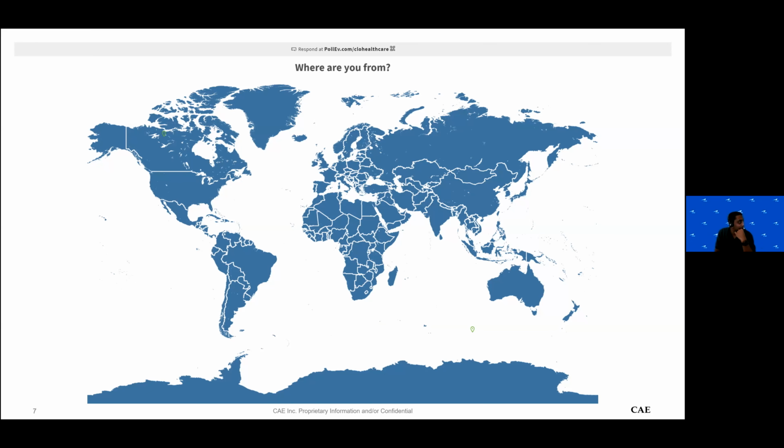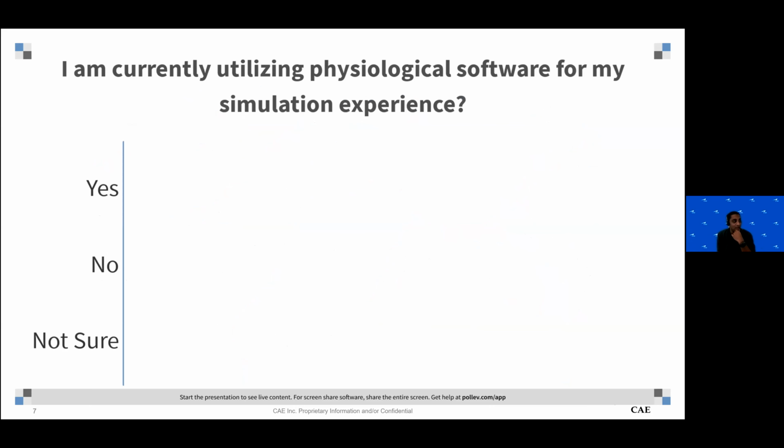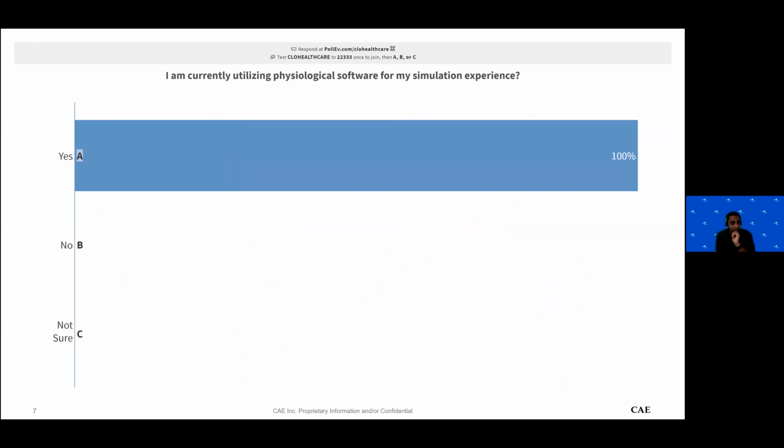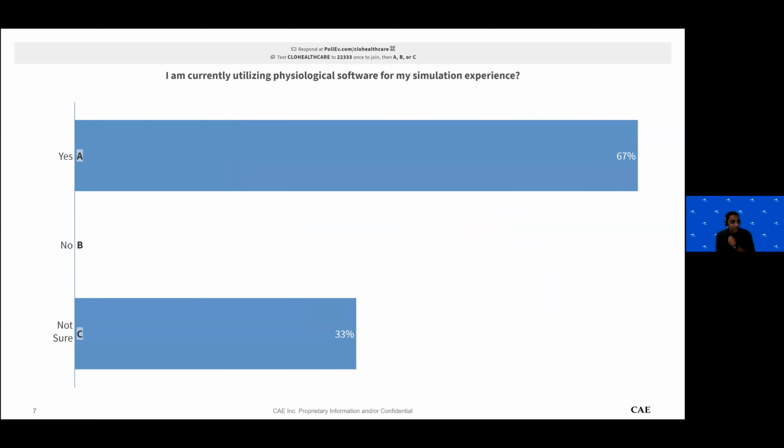And then, at the same time, I'm curious, are you currently using physiological software for your simulation experiences? Early on in the process, and we'll talk a little bit about the history, some folks were using it. Some folks are dabbling with it. Some folks have a hard time with the technology. I grew up in the era of HPS, with the original METI mans, and then the original designs of the GOMARD UI, the first HALs that were present.